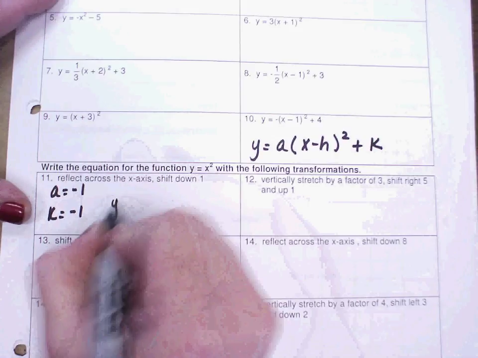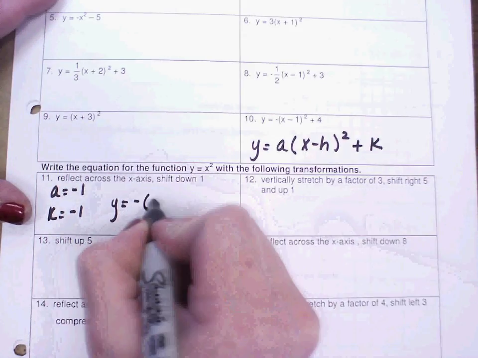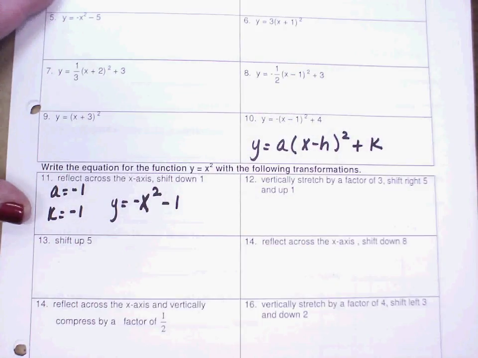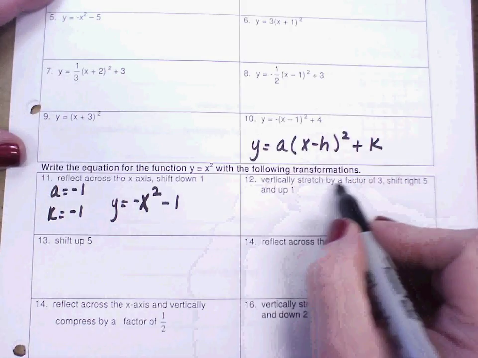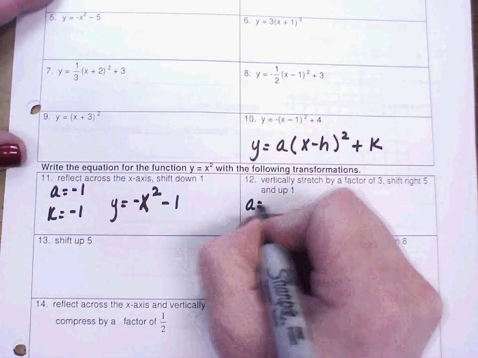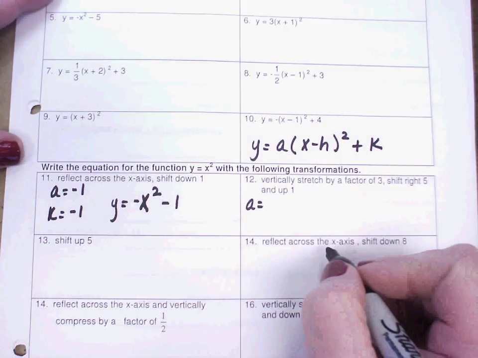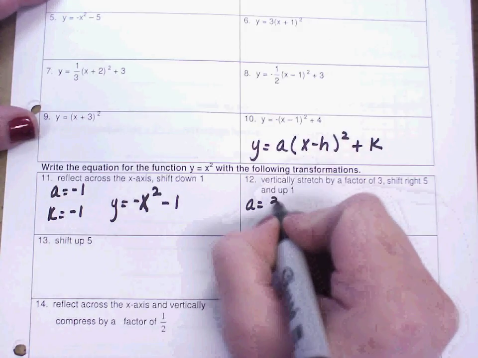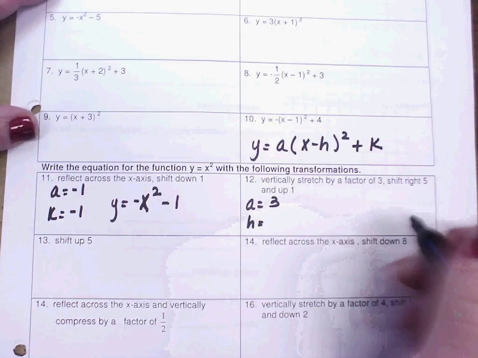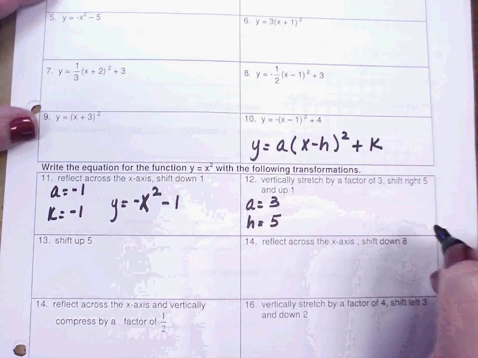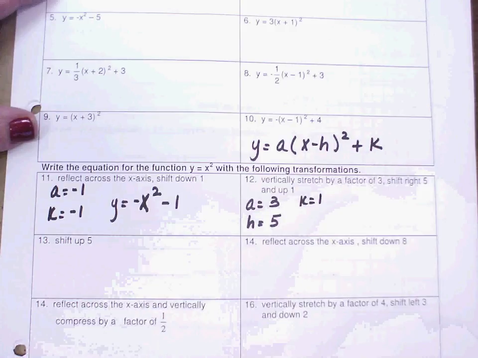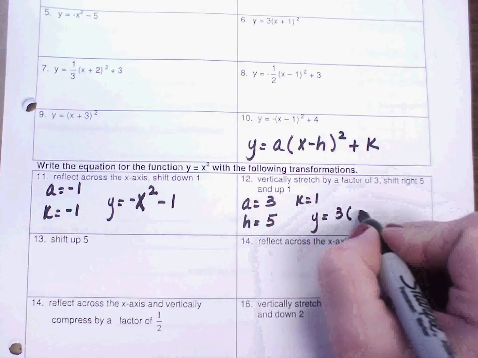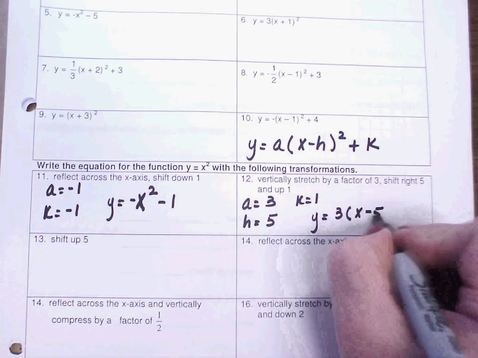All right, so tell me the equation. Y equals what? Negative x squared minus 1. There's no parentheses, right? Because there's no h. All right, vertical stretch by a factor of 3, and a shift right 5 and 1 up. Okay, so a equals what? 5 right, that will be h equals 5. And then 1 up, k equals 1. All right, so what's my equation? Y equals 3 parentheses x minus 5 squared plus 1.